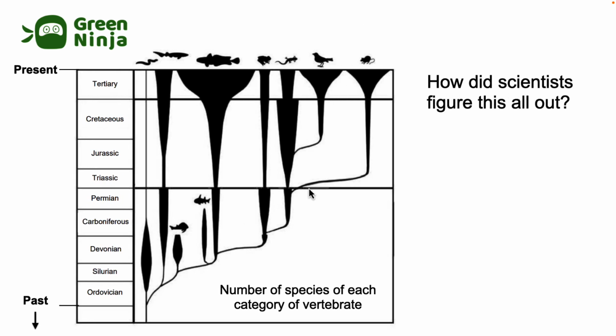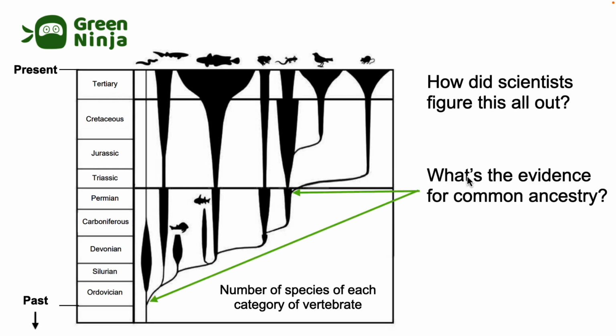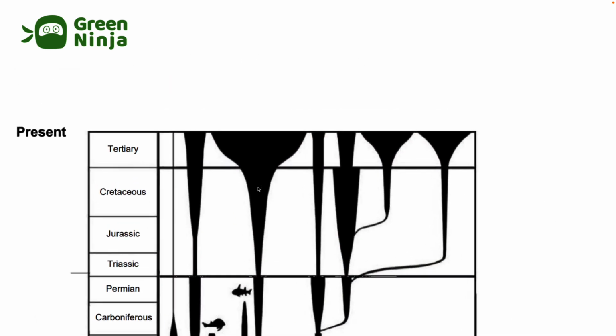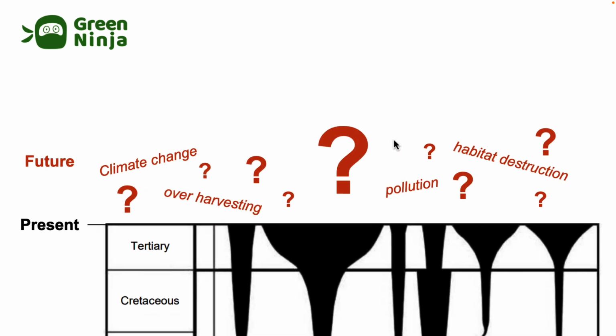How did scientists figure all this out? What's the evidence for common ancestry? And what causes extinction and diversification? We'll discover evidence for some big events that led to mass extinctions in the past, but then we'll realize that humans are really recreating some of these circumstances today with our actions. And we really need to think about what this graph could look like in the future.